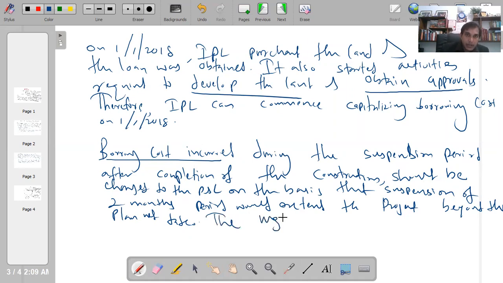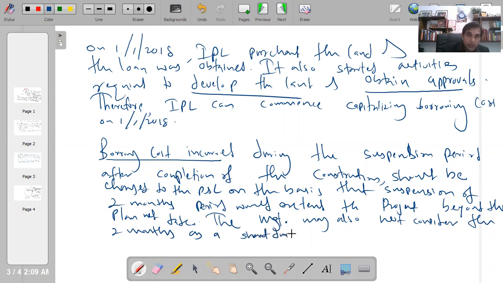The management may also not consider the 2 months as a short duration given the total project period.